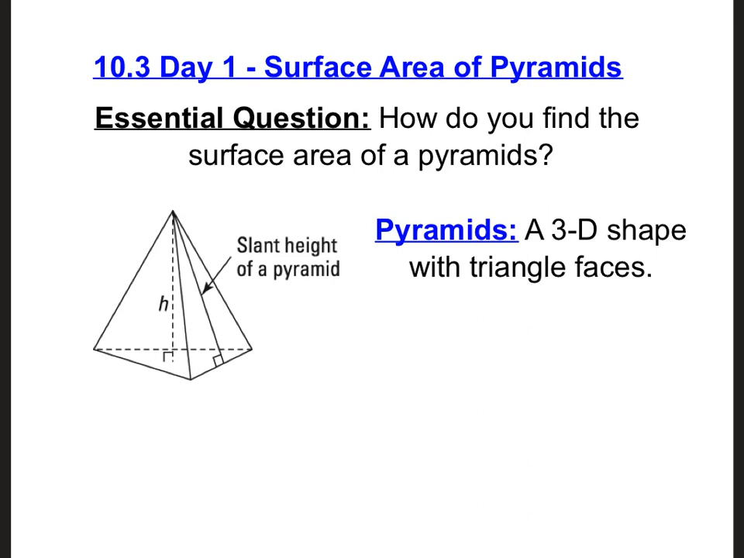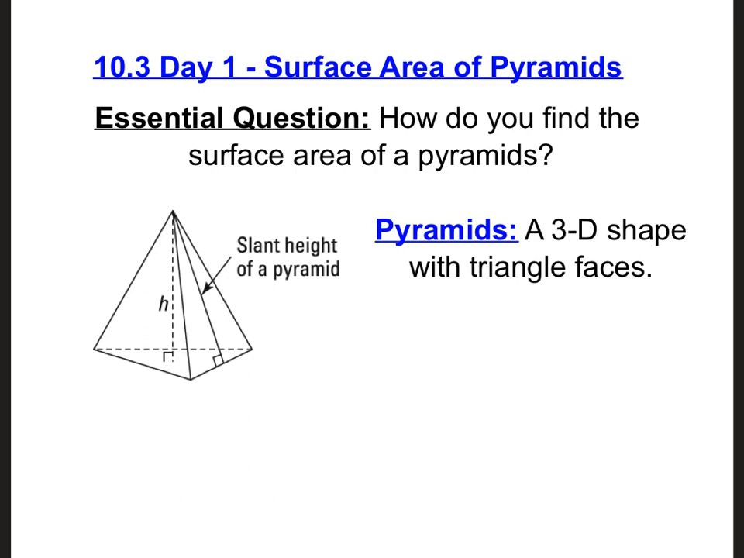We're going to go ahead and start by talking about what a pyramid is. As it says on the slide, it's a 3D shape with triangle faces. Essentially, a pyramid has some sort of base. In this case, it's a triangle. Your base could be a different shape. It doesn't have to be a triangle. And then it has these sides that all meet at a point at the top. I'm guessing that you have seen a pyramid before, maybe in your studies about Egypt.